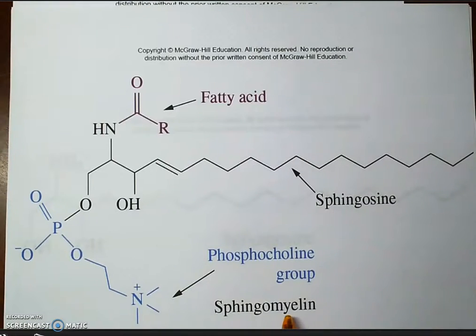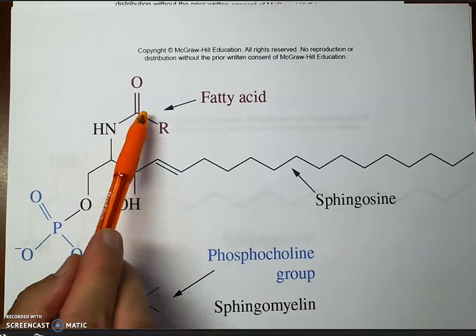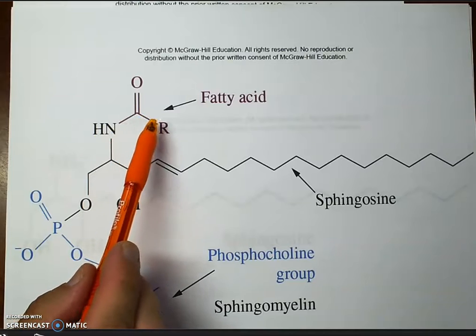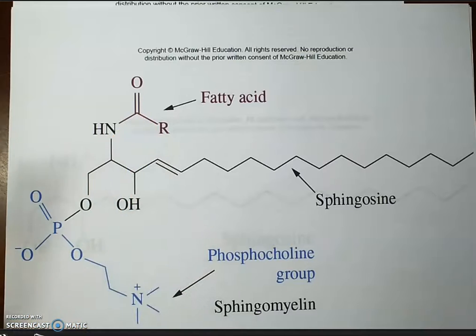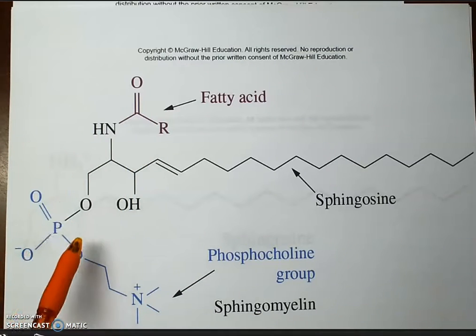You might recognize the term myelin, as in the myelin sheath, which is a fatty coating on some nerves. And here we have the sphingosine. We have an amide linkage up here, where a fatty acid has been joined to the amine group, and that is something again called an amide group. And then we have a phosphate group.